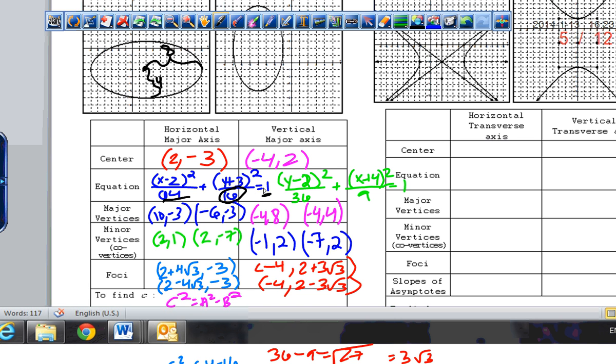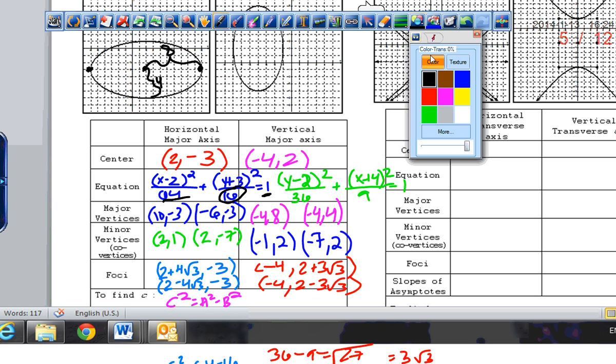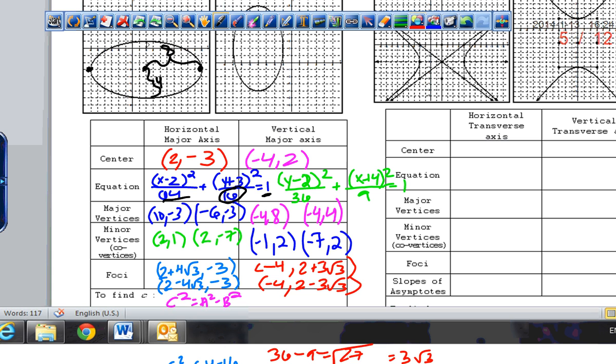And now it's just a matter of figuring out the major and minor vertices. Well, the major vertices are here and here. So we're just going to add this 8 units to that. So 8 plus 2 is 10. And then 2 minus 8 is -6. Boom, shakalaka. Going the other way, going here and here, those are the co-vertices, or the minor vertices, sometimes they'll be referred to.